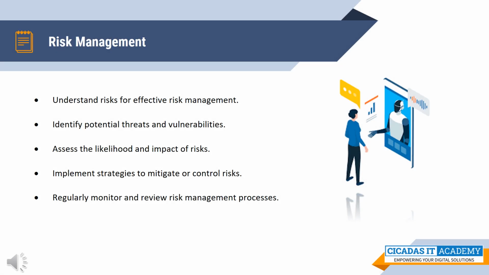Basic risk management involves several key steps. It starts with understanding risks and their potential implications. Organizations need to identify potential threats and vulnerabilities that could pose risks to their operations. Once identified, the next step is to assess the likelihood and impact of these risks. This assessment helps organizations determine the severity of each risk. Based on the assessment, appropriate strategies and measures can be implemented to mitigate or control the risks. Regular monitoring and review of risk management processes are crucial to ensure ongoing effectiveness and adaptation.